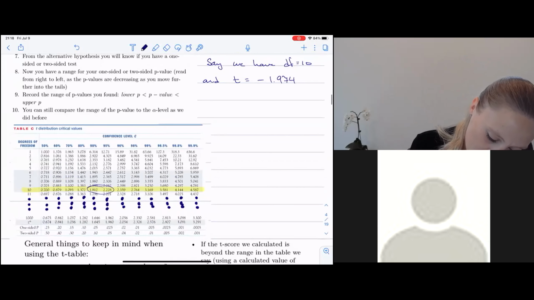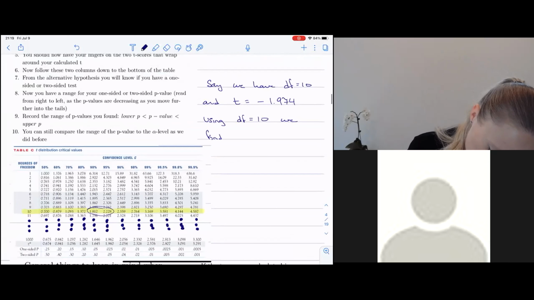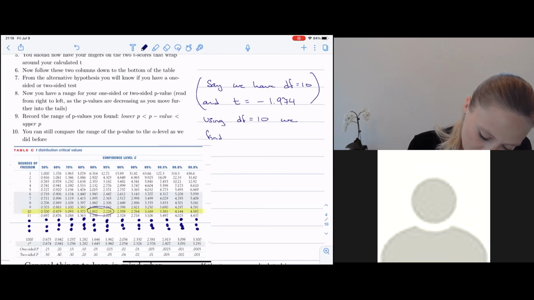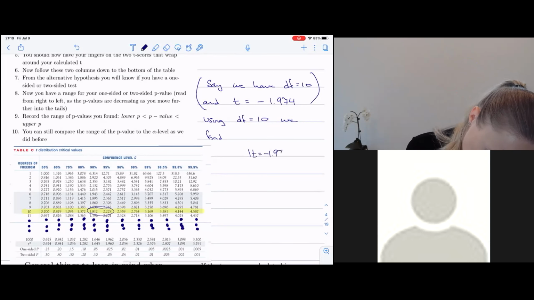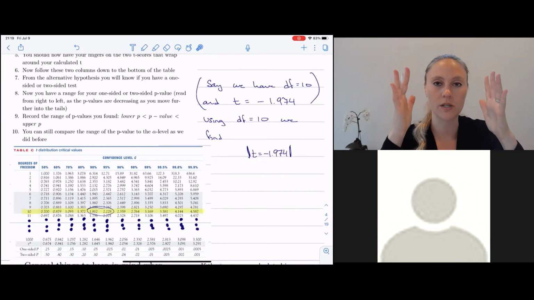So what we would say is, using degrees of freedom equal to 10, we find, because this would be part of the work that you're showing, right? You're telling me what you are doing. So we find that the absolute value of t equal to negative 1.974, make sure, so absolute value you show by doing two vertical bars around the value.